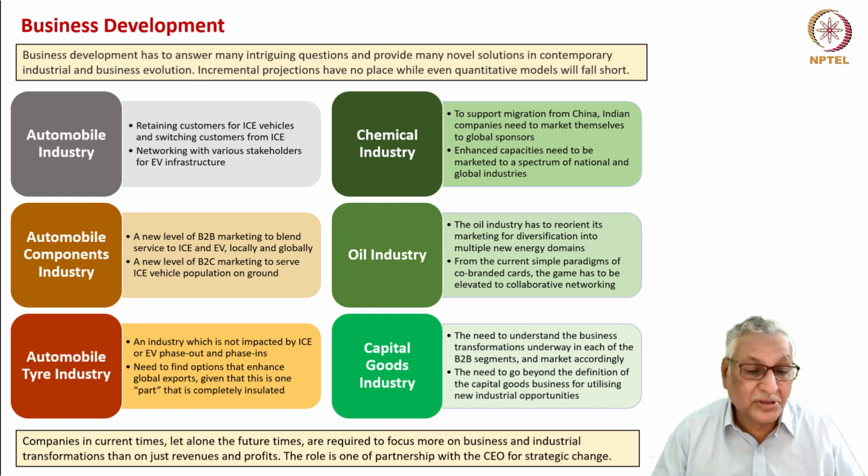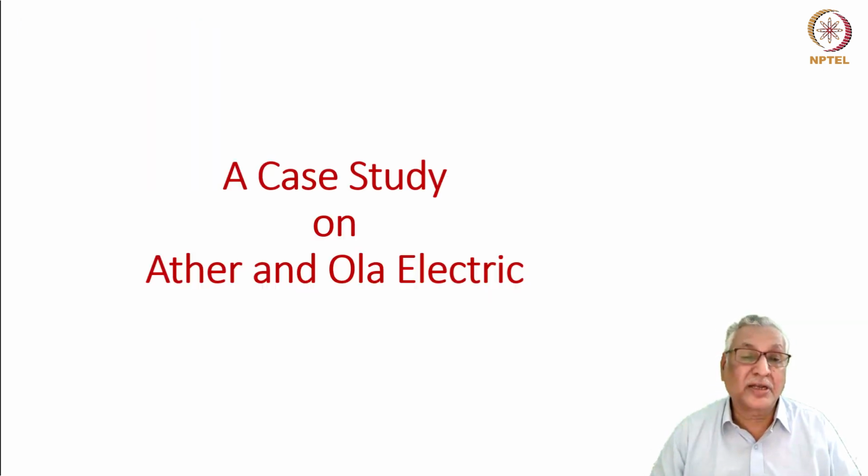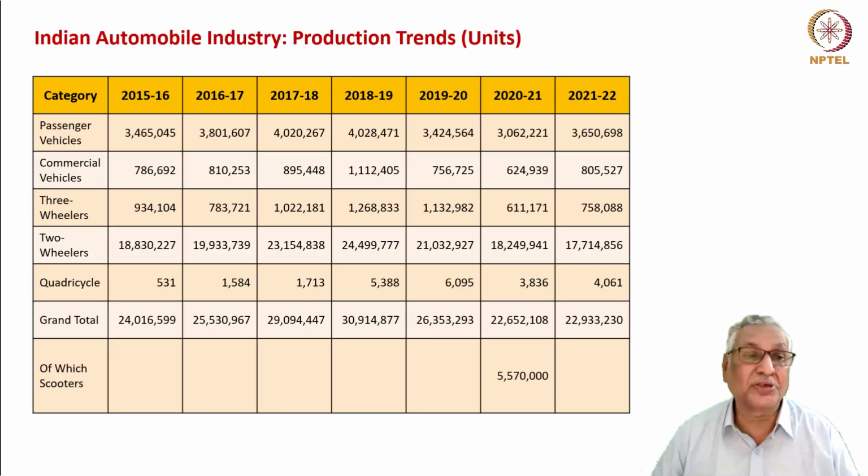Companies in current times, let alone the future times, are required to focus more on business and industrial transformations than on just revenues and profits. Earning revenues and profits is a day-to-day transactional activity. But transformation of the business or the industry for future sustainability is going to be the biggest challenge for business development. The role is one of partnership with the CEO for strategic change. Let's look at a case study of Ather and Ola Electric in respect of the industrial transformation.